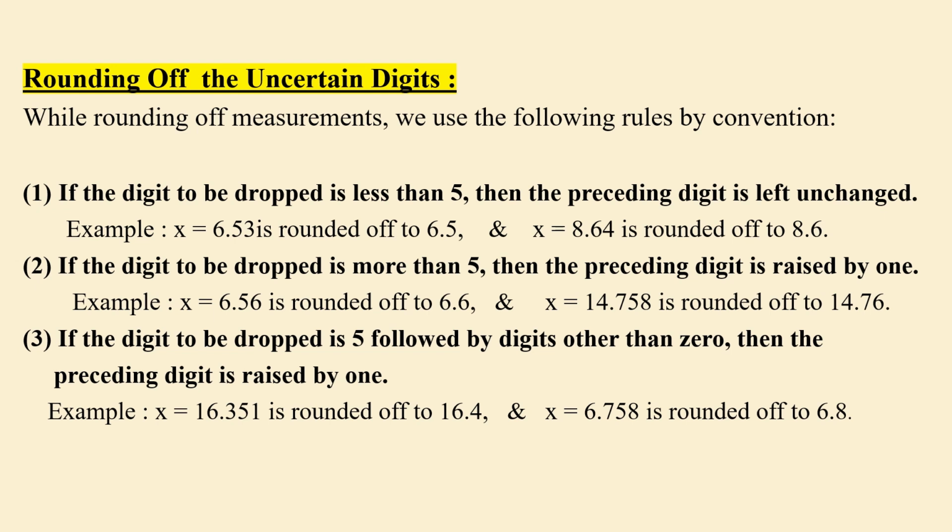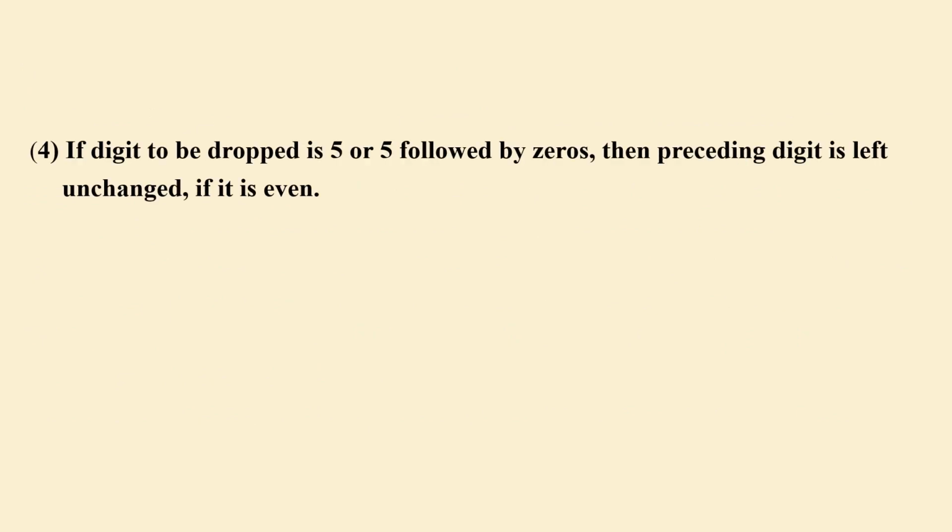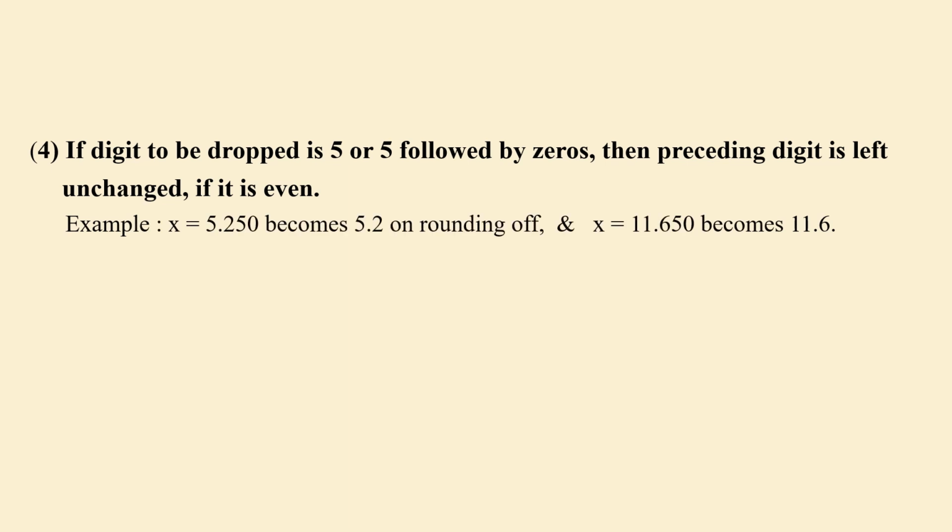Example, x = 6.758 is rounded off to 6.8. 4. If the digit to be dropped is 5 or 5 followed by zeros, then the preceding digit is left unchanged if it is even. Example, x = 5.250 becomes 5.2 on rounding off, and x = 11.650 becomes 11.6.